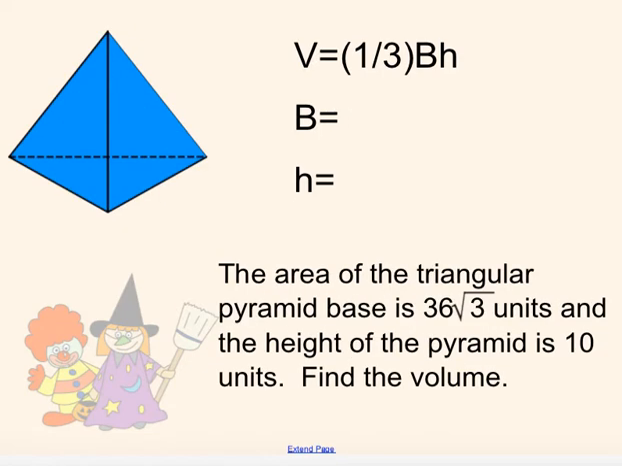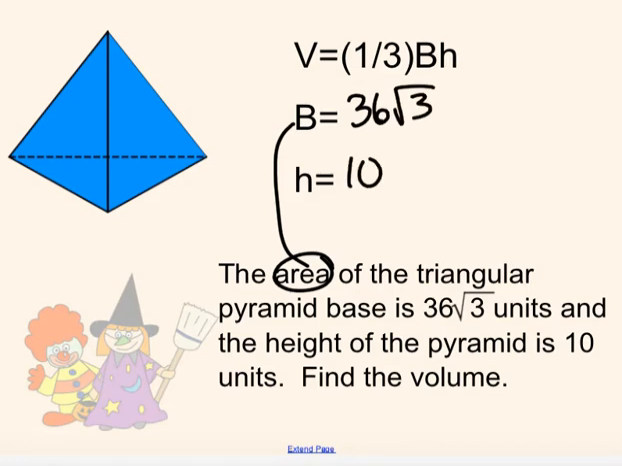Another example. This one says that the area of the triangular pyramid base is 36√3 units, and the height is 10 units. Well, you may look at this and say, I don't know what to do with this because I've never seen that √3 before. Well, actually, what's nice about this is it's already doing a step for you. It's already found the area of the base, okay? Which means that we just say it's 36√3. And the height is 10.